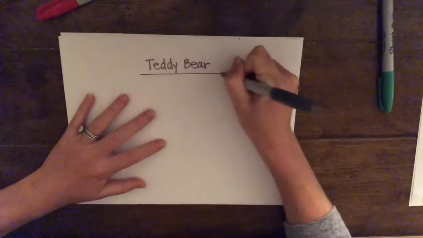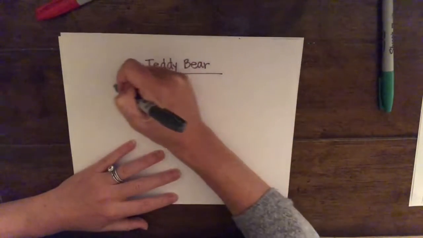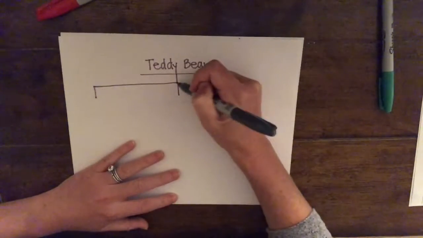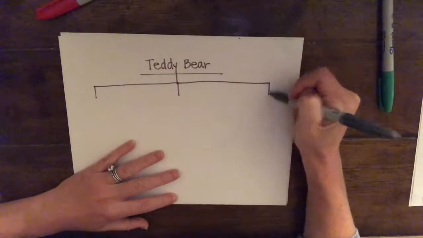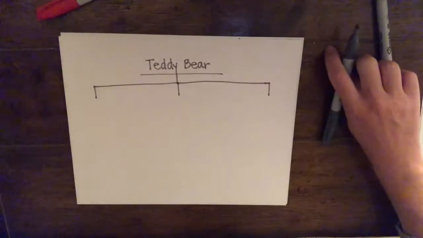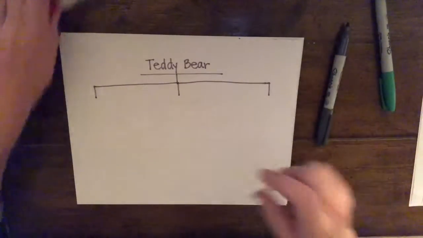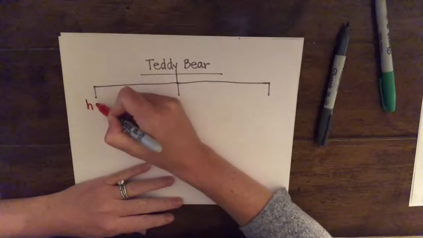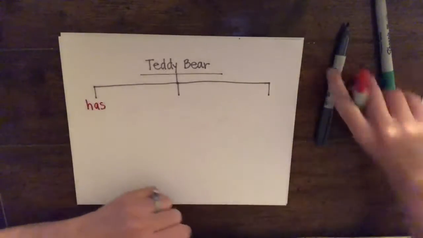And then draw the line under it. And then you're going to have 3 branches because we have 3 connecting words. So drawing this in front of them is great. And our first connecting word is going to be has. That's the first one we talked about. I'm going to go ahead and do it in red just to help it match.